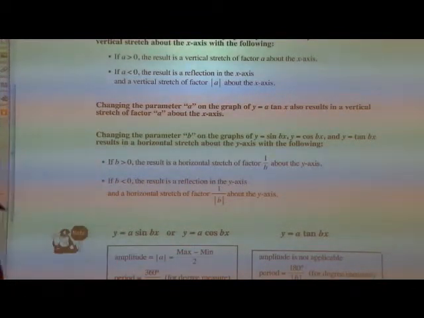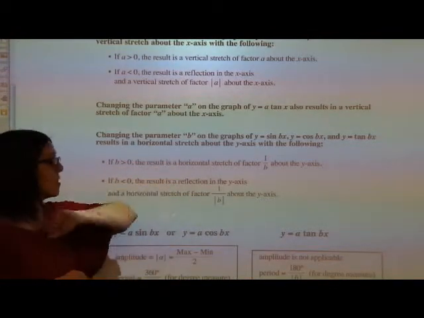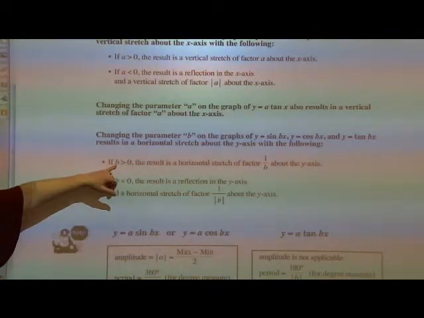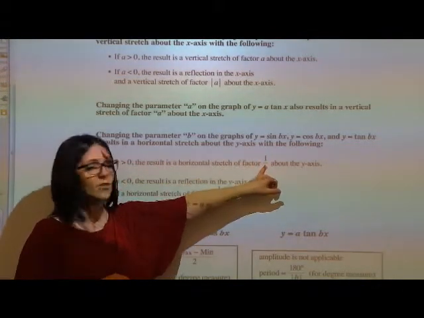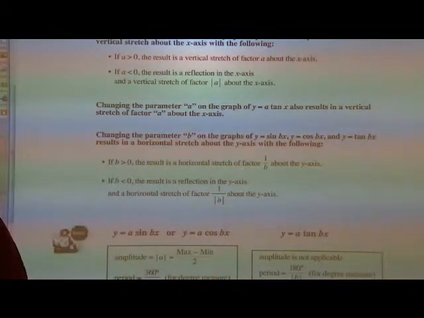Still a vertical stretch, it's just harder to see in a tan graph because it extends indefinitely in my y values. Changing the parameter b on the graphs of sin bx, cos bx, and tan bx gives me a horizontal stretch. When b is greater than 0, I get a factor of 1 over b. When it's less than 0, I get that reflection in the y-axis and a horizontal stretch.